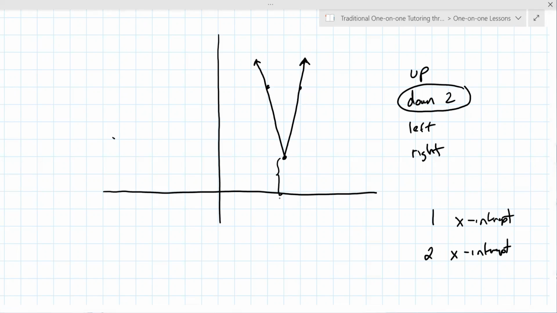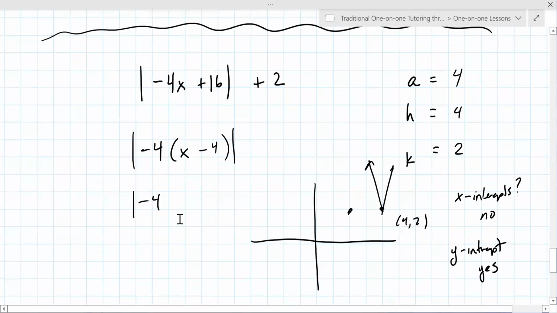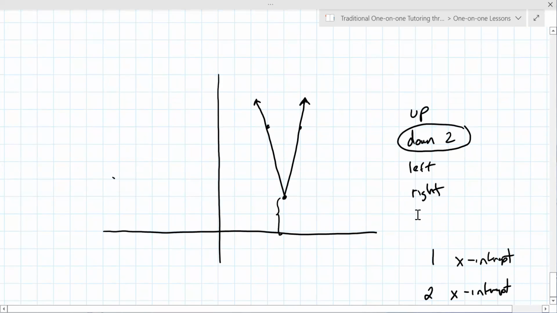Yes. Okay. And that's your SAT question. It would say something like, given this absolute value function, which of the following transformations would cause it to now have 2 x-intercepts?